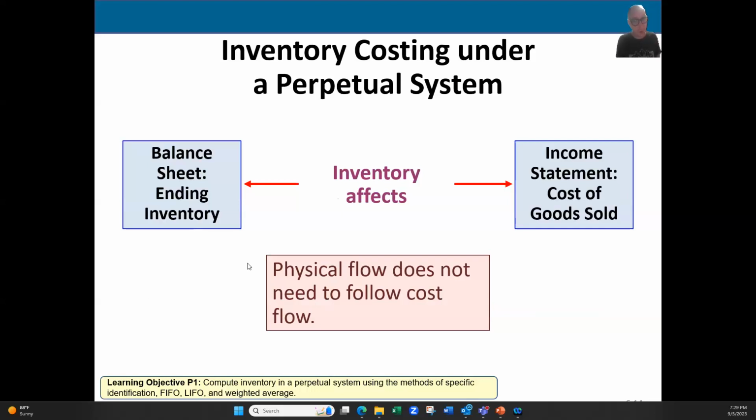The physical flow of the inventory does not necessarily need to follow the same cost flow. That's where the perpetual inventory system comes into play when it interacts with first in, first out, last in, first out, or average cost. Here's where it gets a little confusing. So I want you to pay very close attention to these next few slides.